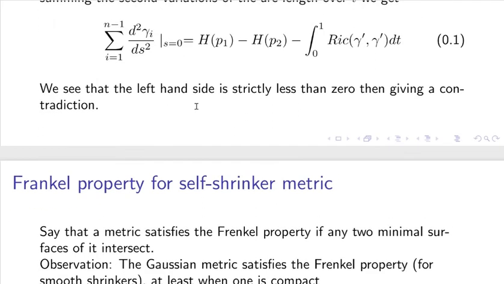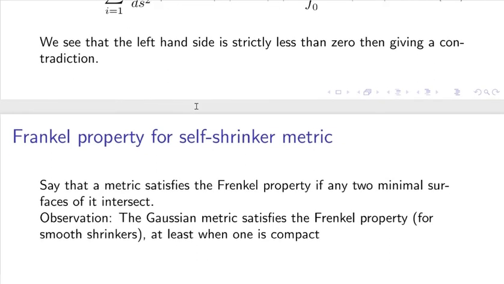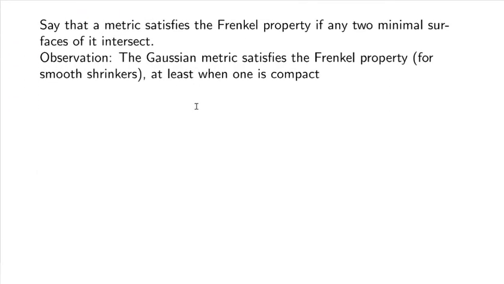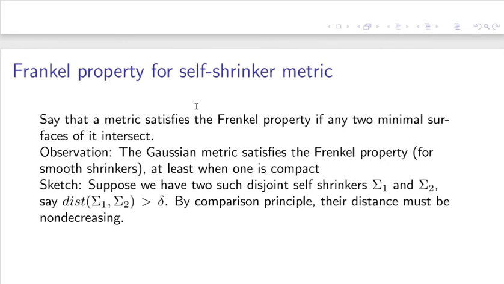And there's also a Frankel property for self-shrinkers, for the Gaussian metric. You can see this pretty quickly. For smooth shrinkers, at least one is compact, by the following argument, just using the comparison principle. As before, suppose that there are two disjoint self-shrinkers, let's call them sigma 1 and sigma 2. You can suppose sigma 1 is compact, and suppose that the distance is bounded below by delta. Well, by the comparison principle, their distance must be non-decreasing.